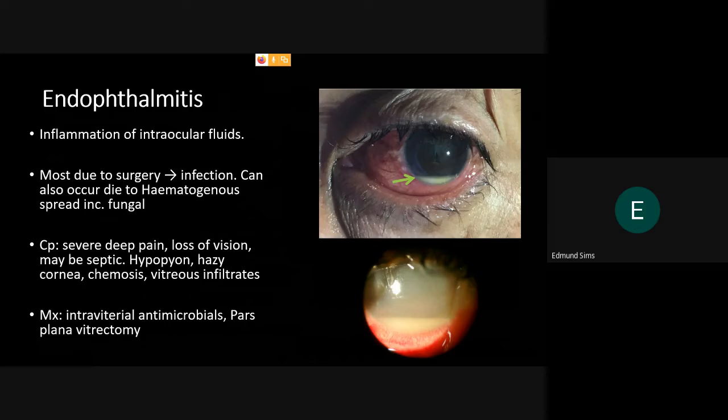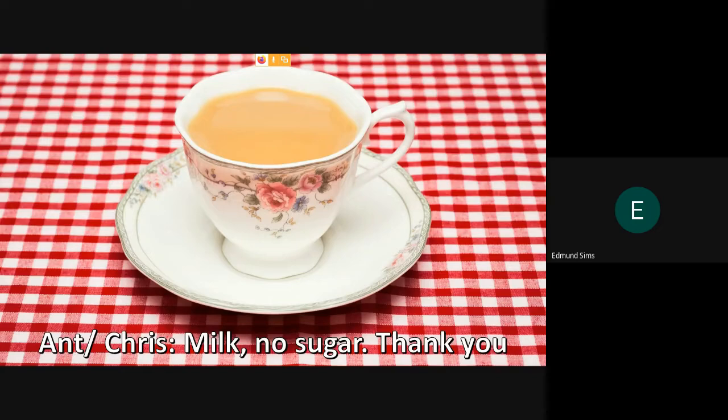So management is you can give intravitreal antimicrobials, so injections into the eye. You might even need to do a vitrectomy, so remove some of the vitreous. And with that, time for a cup of tea.